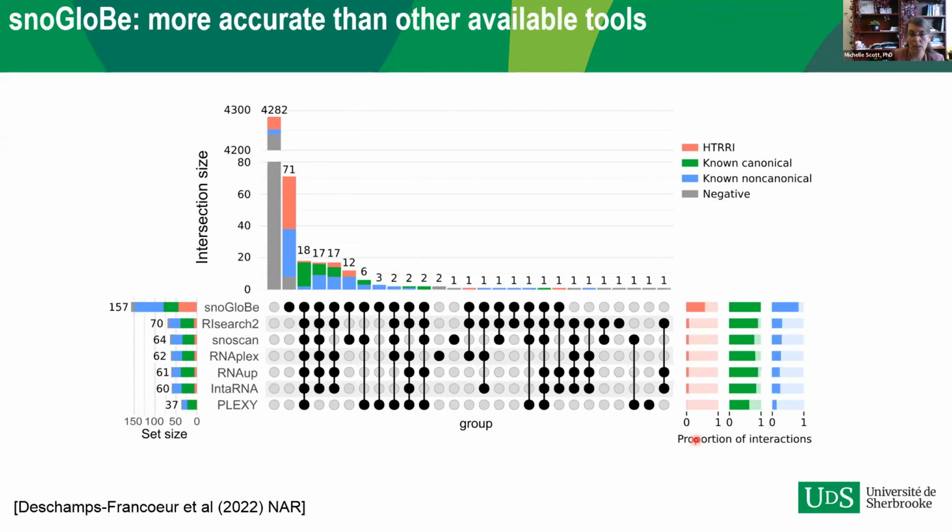So if we look overall at all the positives in the test set, SnoGlobe identifies pretty much all known canonical interactions, and the other predictors do well on canonical interactions, but SnoGlobe identifies almost all known non-canonical interactions from the literature, whereas the other predictors are not very good for those, and it also does well for the high throughput RNA-RNA interactions.